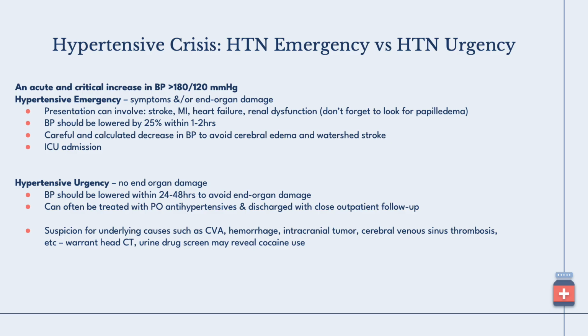Suspicion for underlying causes such as CVA, hemorrhage, intracranial tumor, cerebral venous sinus thrombosis, etc., are going to really warrant a head CT. You may want to consider doing a urine drug screen as well, because there could be potential cocaine use driving that blood pressure.